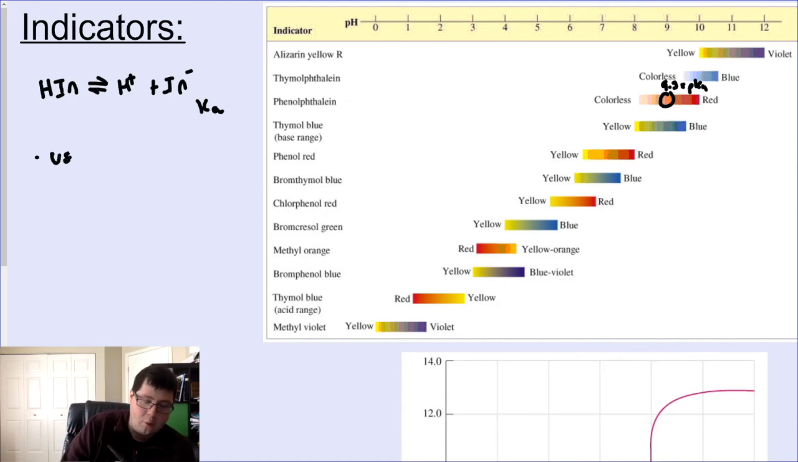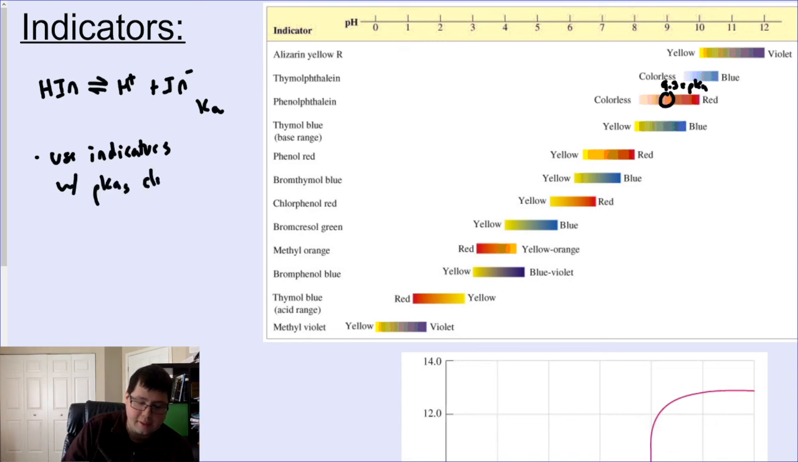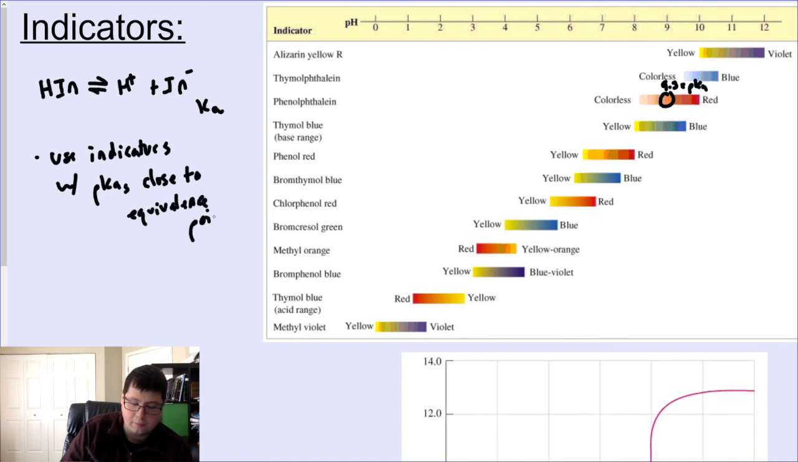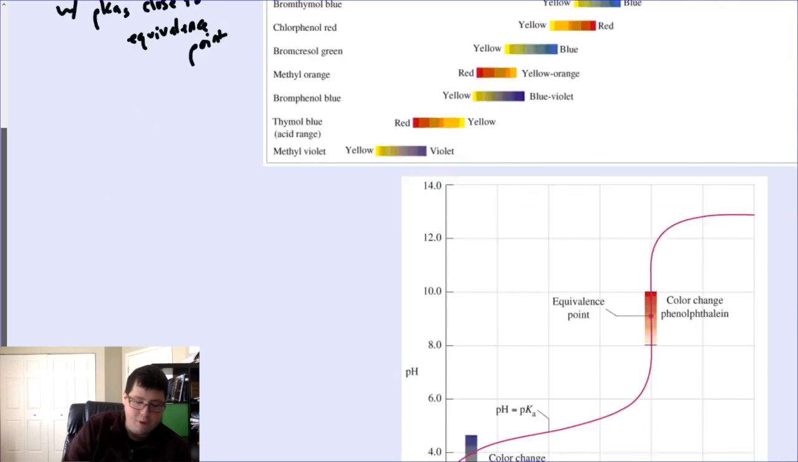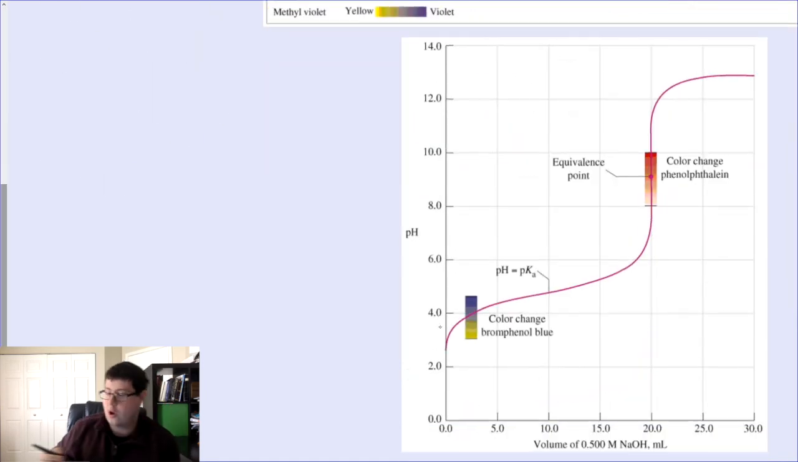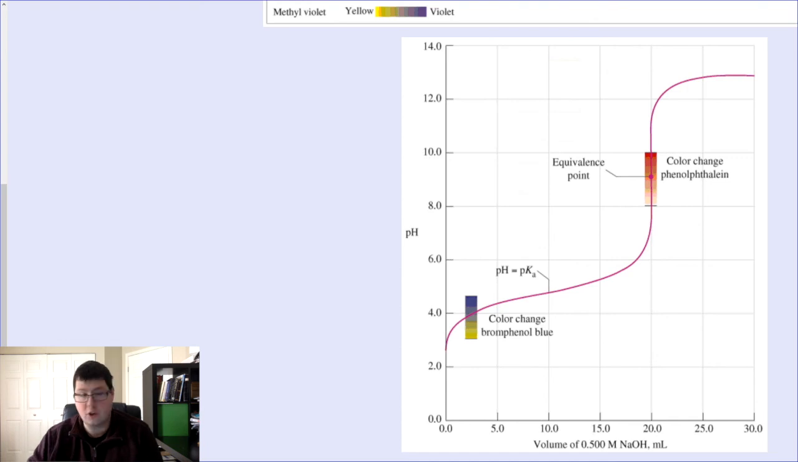And so we use indicators with pKa's close to our equivalence point. If you look down at this graph here, you notice that this titration curve is for a weak acid titrated with a strong base. The reason why we can know it's for a weak acid is because we see a significant buffer region, and in the middle of that buffer region, the pH is equal to the pKa there.